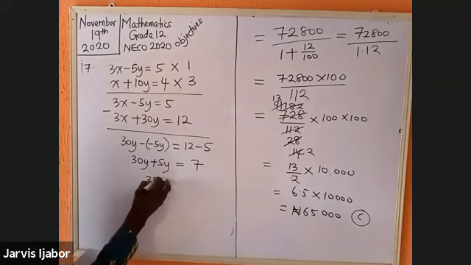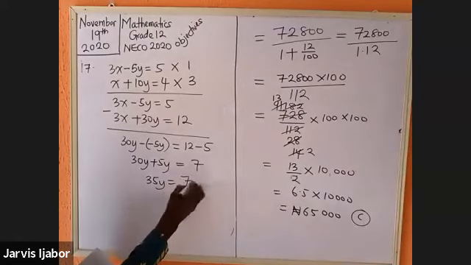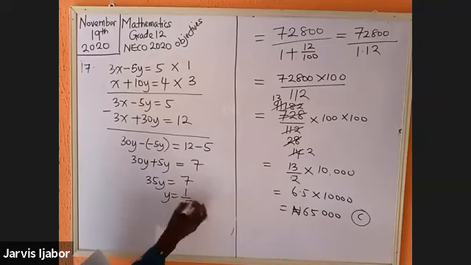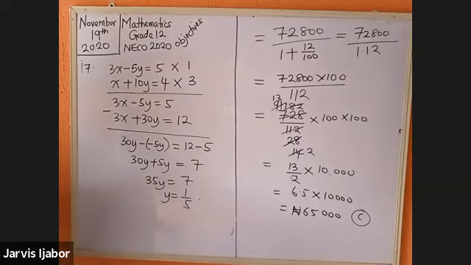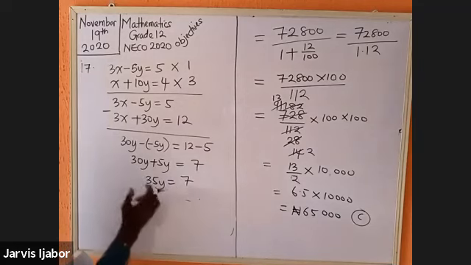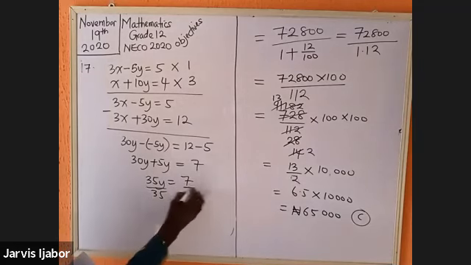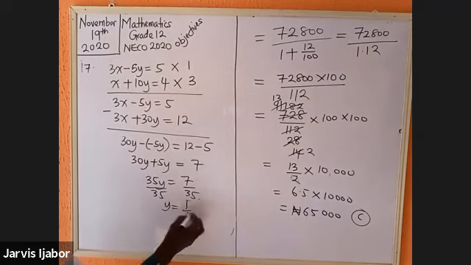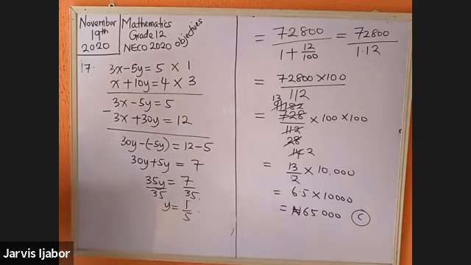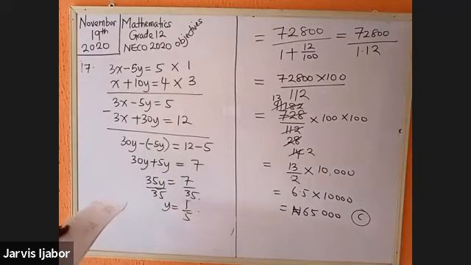And 35y will be equal to what? 7, which means that y is equal to 1 over 5. Because I'm dividing both sides by 35. So y will be equal to what? 1 over 5. All right, so that takes care of that. But we're just getting y.